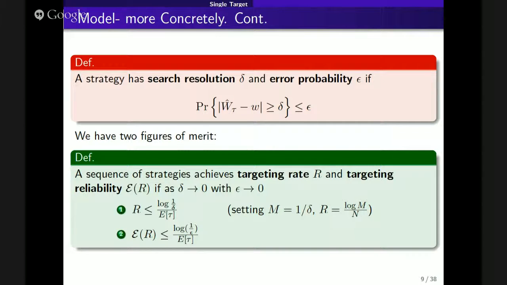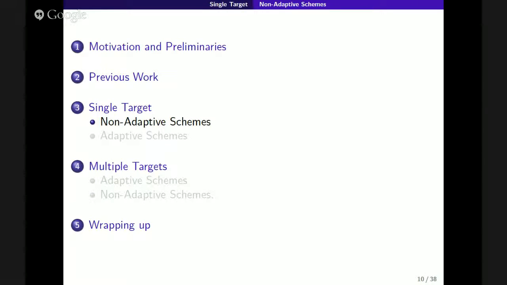What is capital M? This is just notation. If you set M, the number of messages, to be 1 over delta, then you get the usual definition of rate for channel coding. So it'll be clear later why this is the rate? Yeah, why it's related to rate. It will be clear in two or three slides. So let's focus on non-adaptive schemes for now.